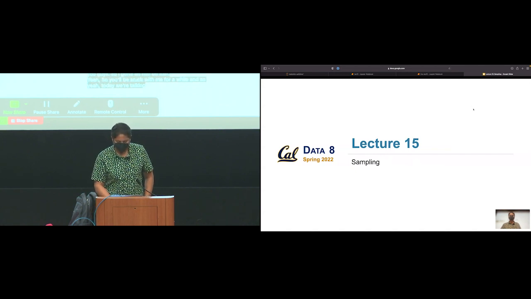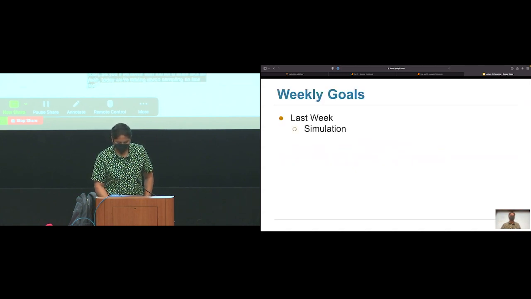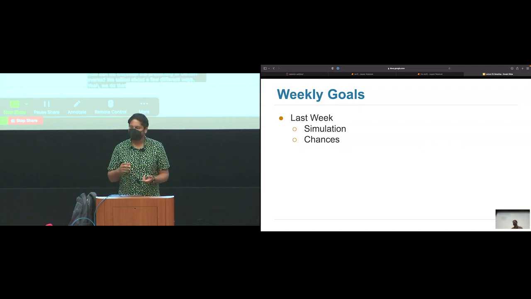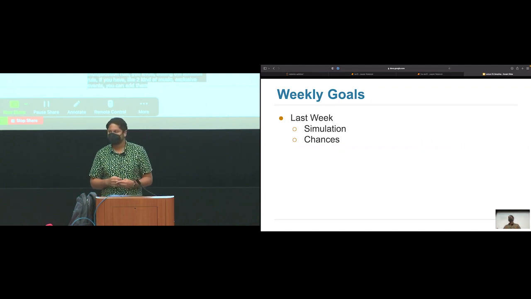A few announcements before we start, or rather weekly goals. Last week we talked about simulation and chances. We went into the concept of probability a little bit and talked about how we can calculate the probability of certain events. We went over the multiplication rule, the addition rule, where if you have two mutually exclusive events you can add them together, and also equally likely outcomes and the complement rule. We'll be reusing those again and again.